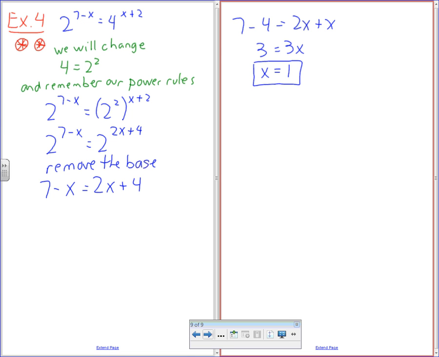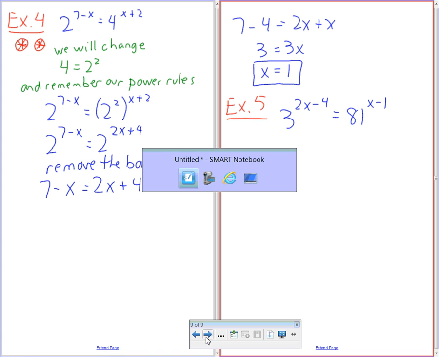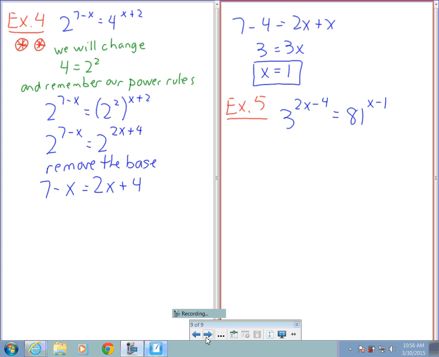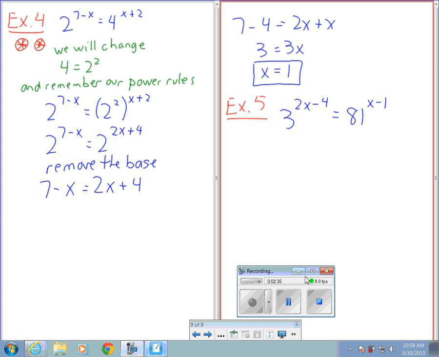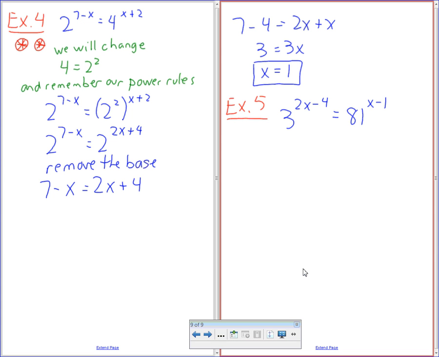Example 5, try this for me, please. Do your best right there. 3 to the 2x minus 4 equals 81x minus 1. Oh, goodness. At the end of it, I'm not going to shun anyone in this example. I have a brave volunteer to tell me what to do first step. Julia, go.